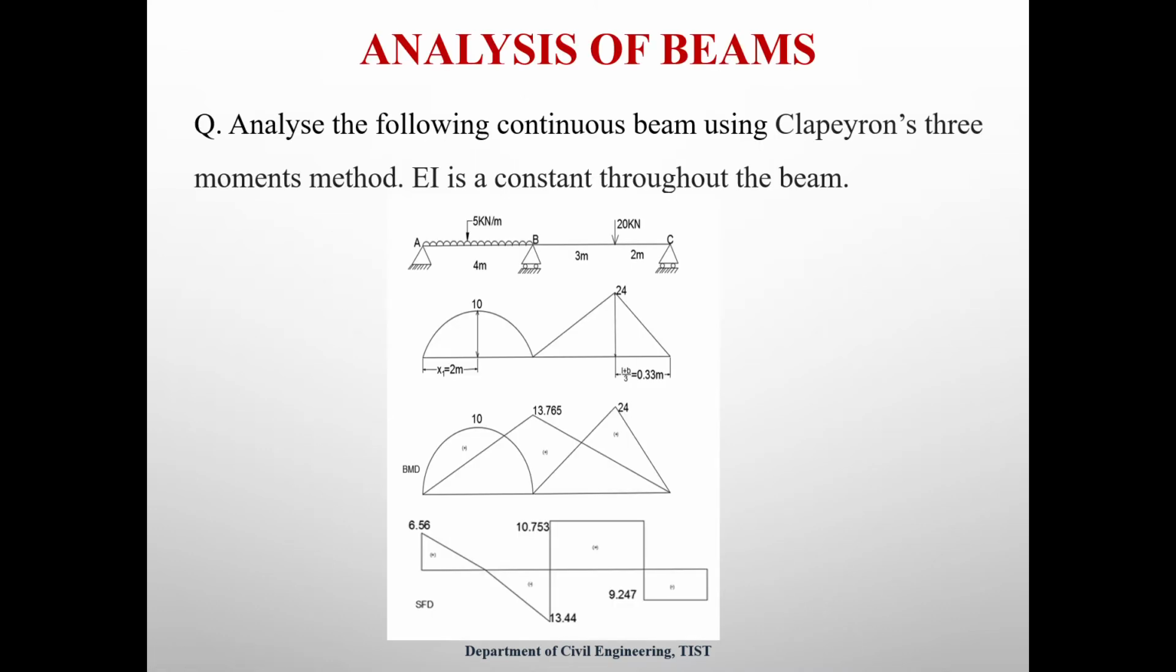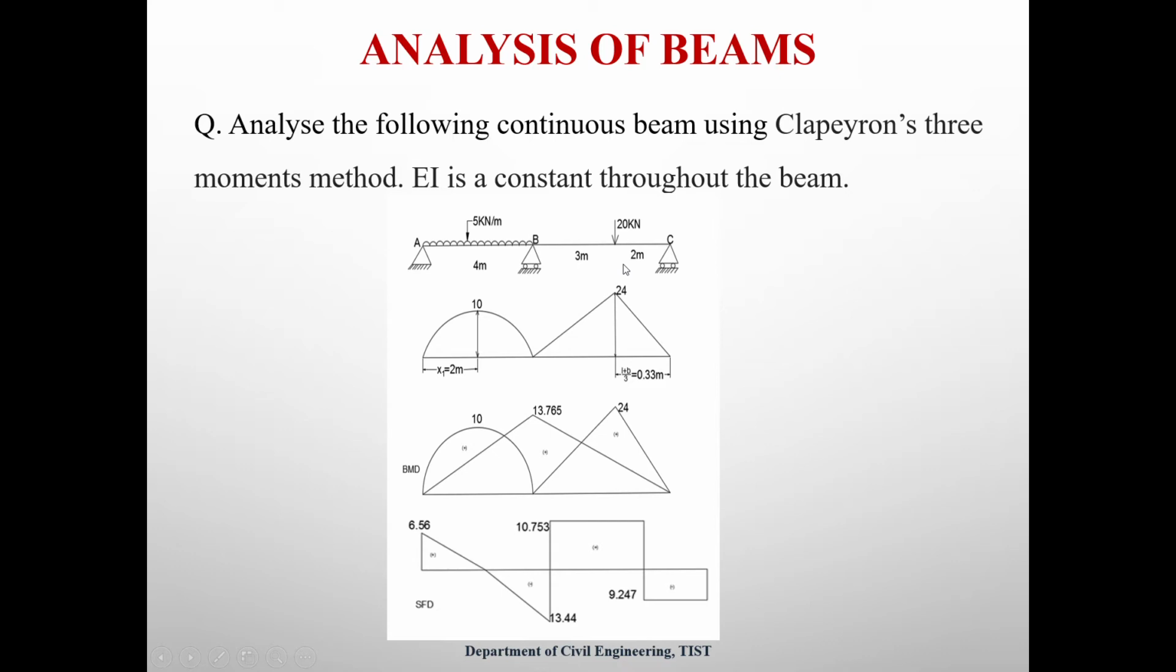Moving on to the problem. Analyze the following continuous beam using Clapeyron's theorem of three moments method. EI is constant throughout the beam. This is the given question. AB is subjected to a UDL of 5 kN per meter over the span length of 4 meter, and BC is subjected to an eccentric point load of 20 kN at a distance of 2 meter from C.